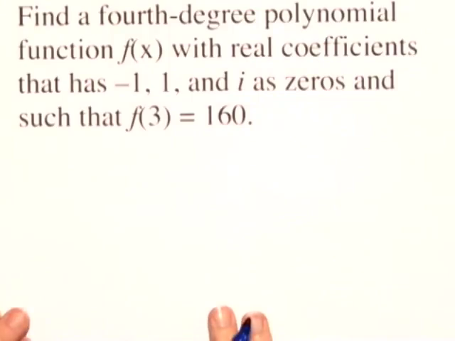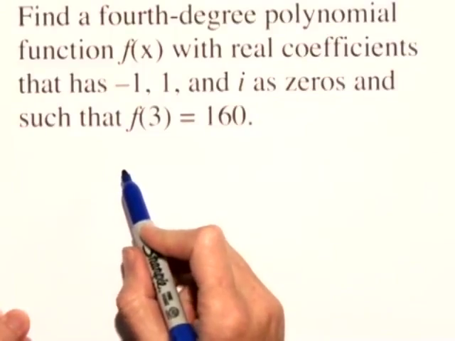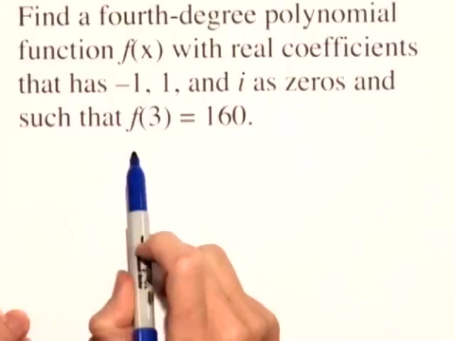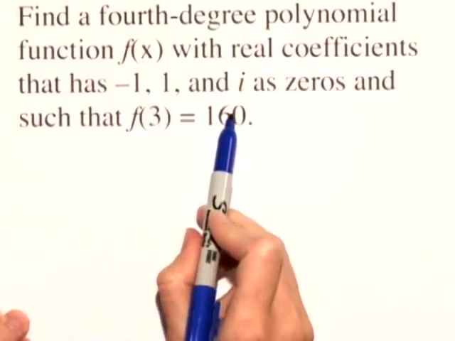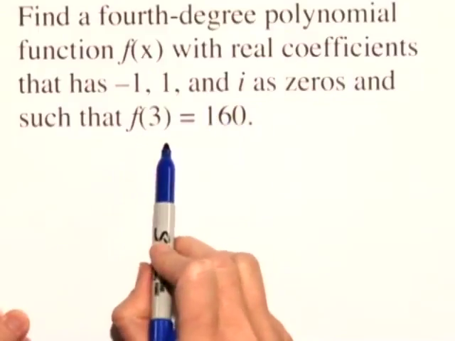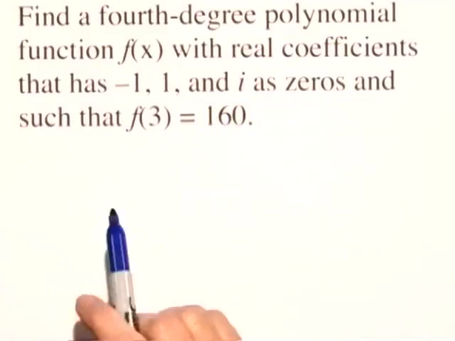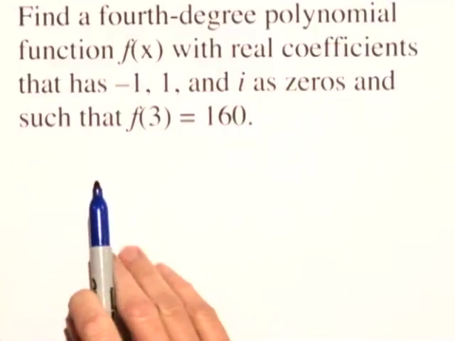For this problem, we're given some information about a polynomial and its zeros, and we're asked to come up with the polynomial function. So, we're looking for a fourth degree polynomial function f of x with real coefficients, and we're given three of the zeros, -1, +1, and i, and then we're given some initial condition that f of 3 is equal to 160. We'll use this condition in a few minutes.